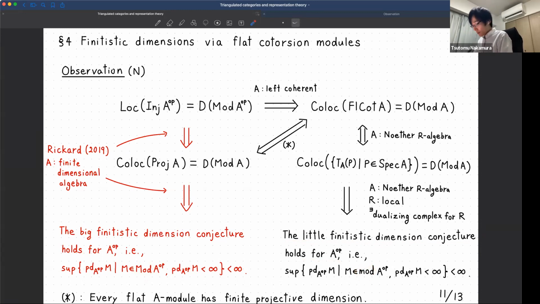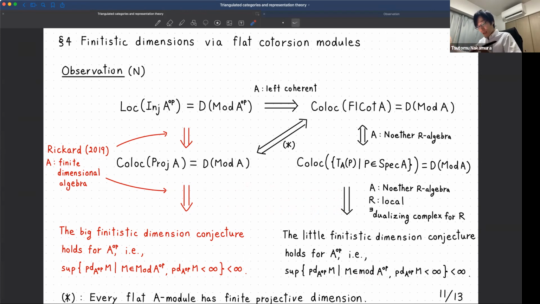The reason why I had to replace big by little was that when I checked his proof, I realized that it is important to detect some injective dimension by a single functor of this form at A. If R is Artinian, then this functor can detect injective dimension of all modules. But in general, if R has positive dimension, this functor cannot detect injective dimension for all modules. So I have to assume this condition.